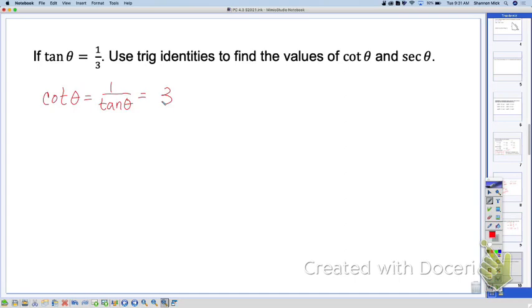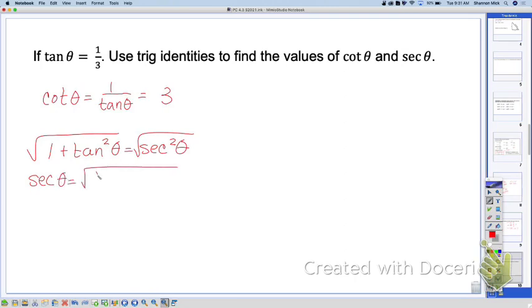Then I want secant. So what identity do I have that links tangent and secant? The Pythagorean identity. And that is 1 plus tangent squared equals secant squared. Oh, this one's easy. I don't have to move anything around. I just have to take the square root of both sides, right? So secant of theta is the square root of 1 plus tangent squared.